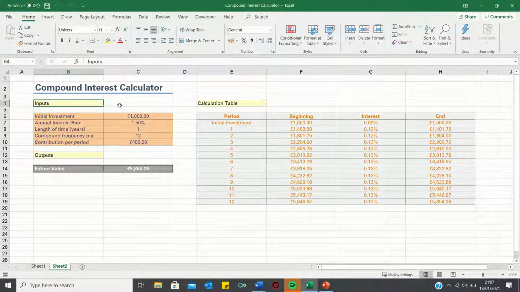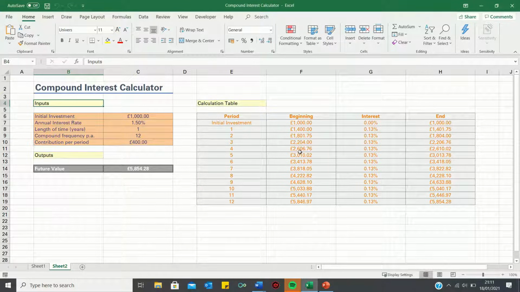Hi everyone, and welcome to this video where I'll show you how to build a compound interest calculator in Excel to calculate your savings. In other words, based on these inputs here, I'll show you how to calculate the future value of your savings at the end of your savings period. To do this, I'll start by walking you through the inputs.